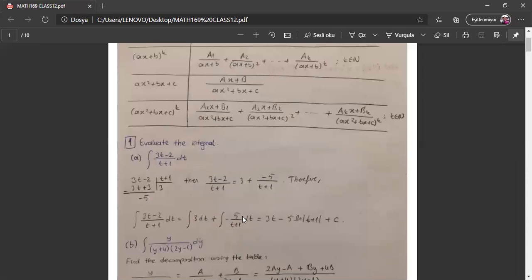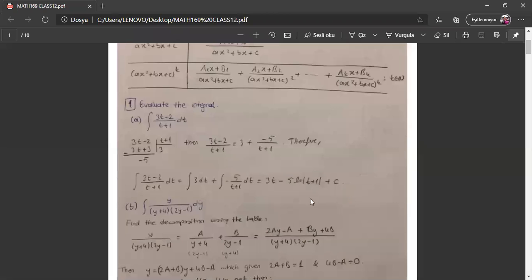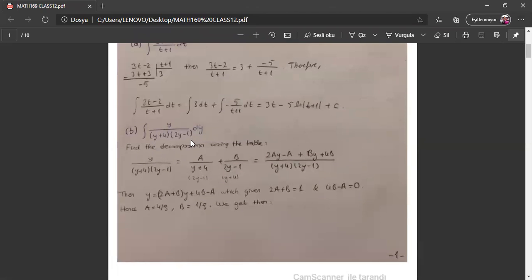You need to compute this, and this is so easy, right? So you get this. So we get that. Now, what do we do now? We will write this one. In the denominator, we have this polynomial, right? So we will write it in this form, and we need to find this a and b. First, we multiply this fraction by 2y minus 1, and this one by y plus 4.